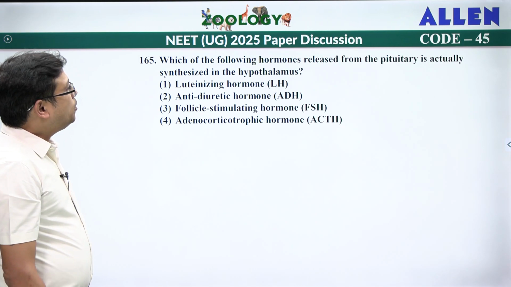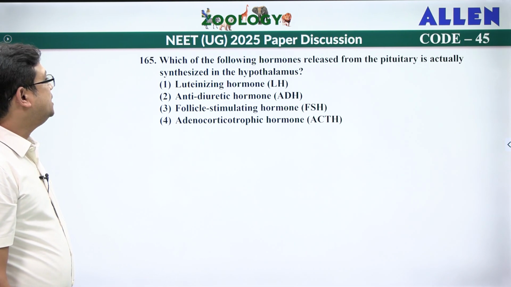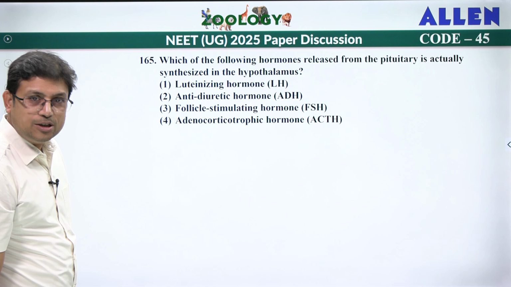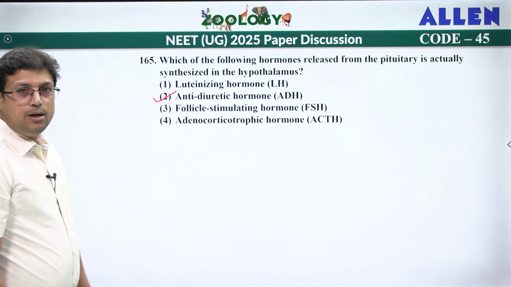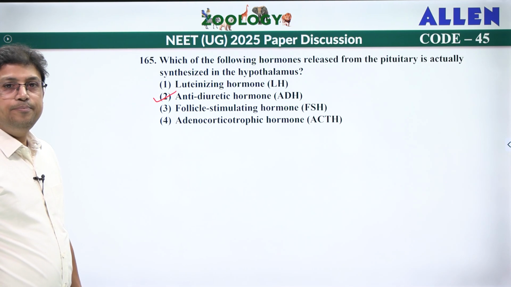Next. Which of the following hormones released from the pituitary is actually synthesized in the hypothalamus? Oxytocin and vasopressin, right? Vasopressin is otherwise called antidiuretic hormone. This is also a direct question.